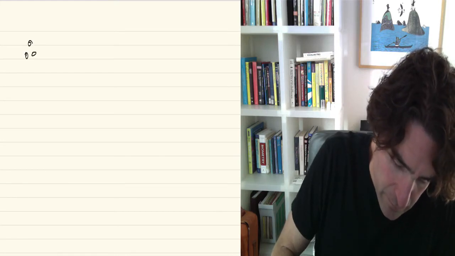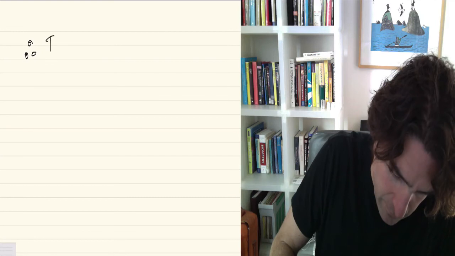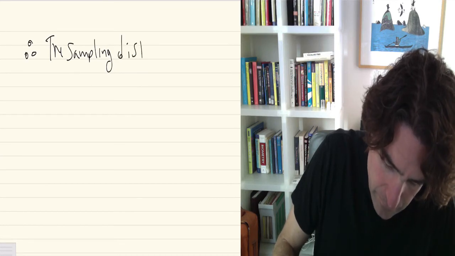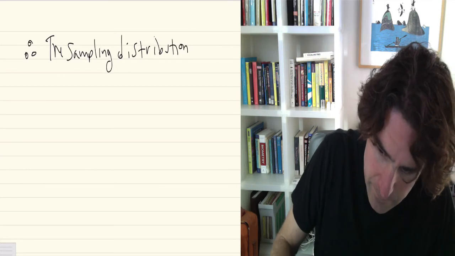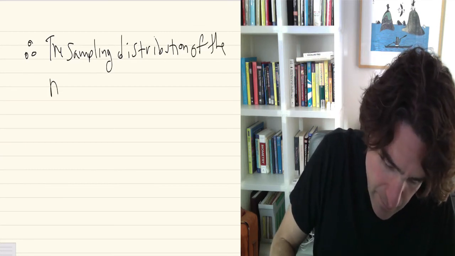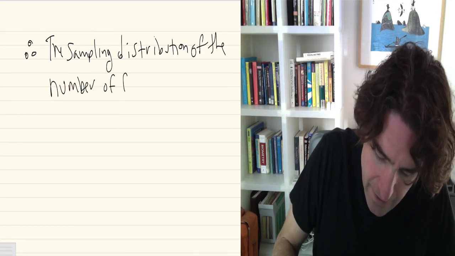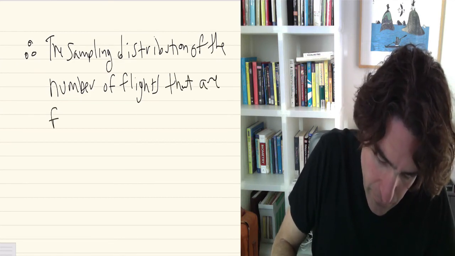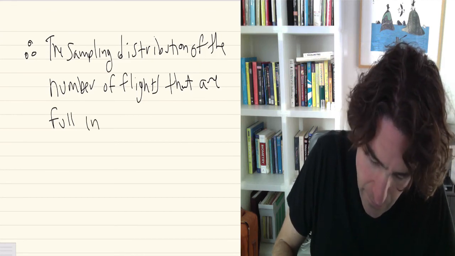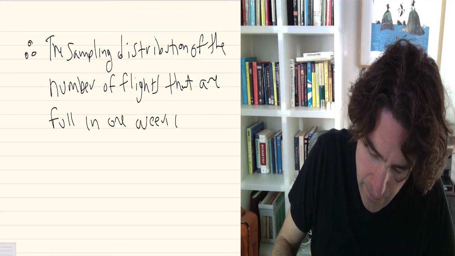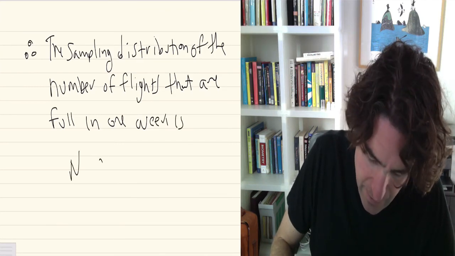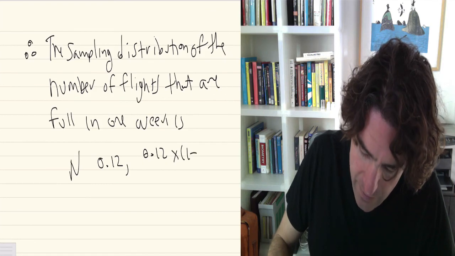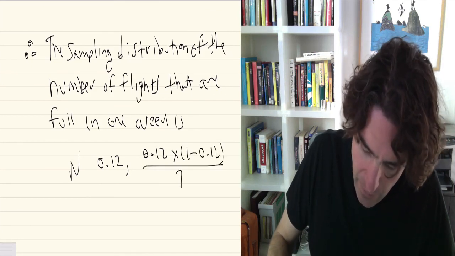So therefore, the sampling distribution of the number of flights that are full in 1 week is normal with mean 0.12 and standard deviation the square root of 0.12 times (1 minus 0.12) divided by 7, because there's 7 days in a week.